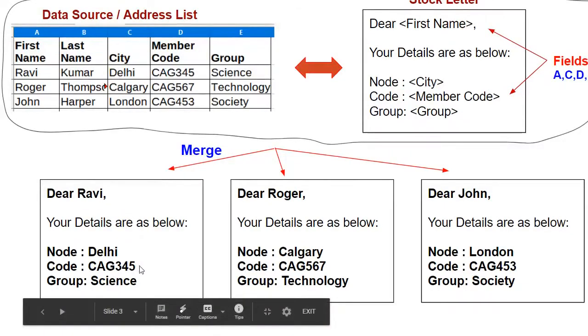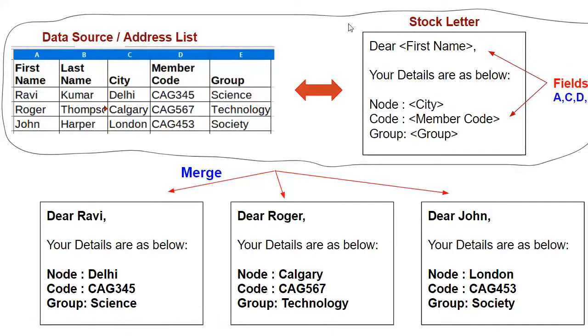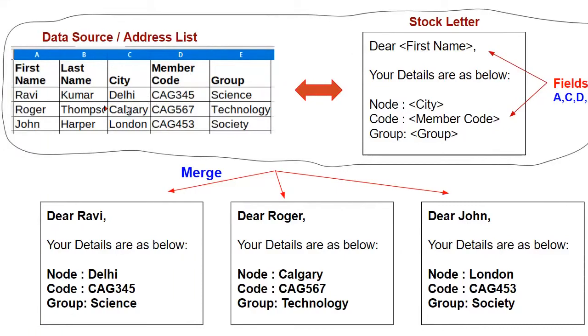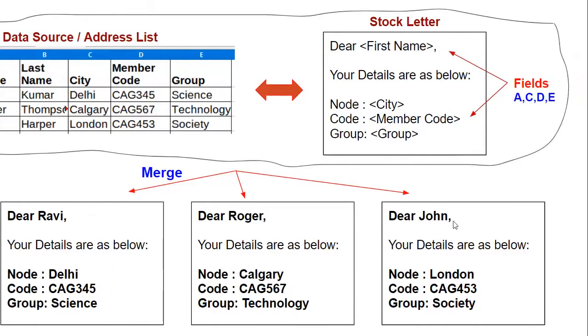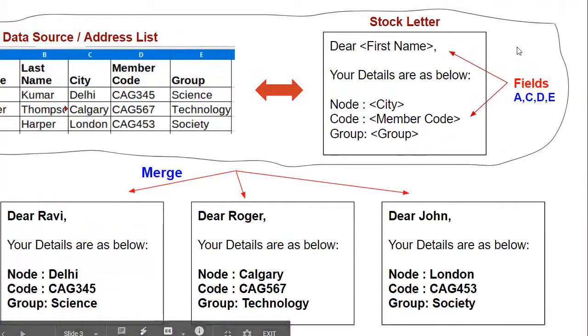So this information for the first person has come from here. This information has come from here, and finally the group information has come from the group, and likewise for the second person, and likewise for the third person. In each case, we are actually advancing the field forward and picking up the correct field and replacing it inside the letter. So this is what mail merge basically tries to do.